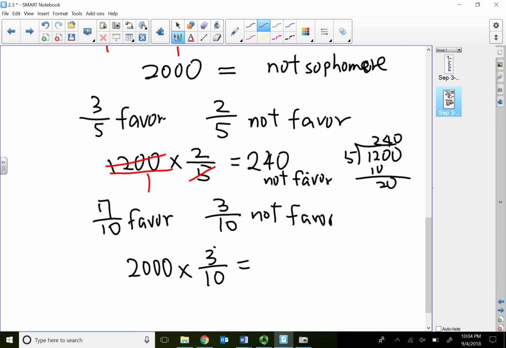So 2,000 over 1. Let's see how many students. 10 and 2,000 reduce, that will be 200. 200 times 3 is 600. So there are 600 students who are not sophomores who do not favor having a crew team.